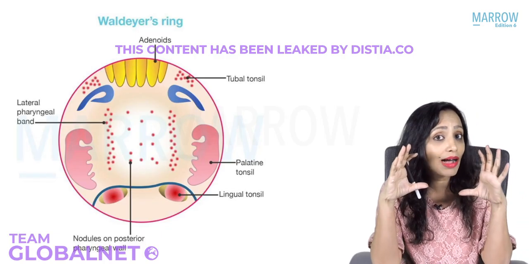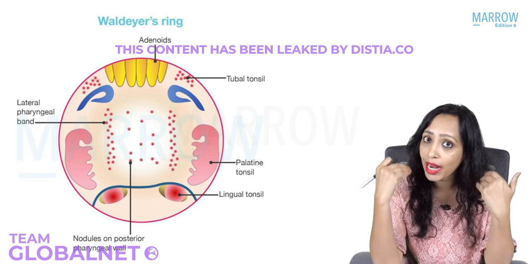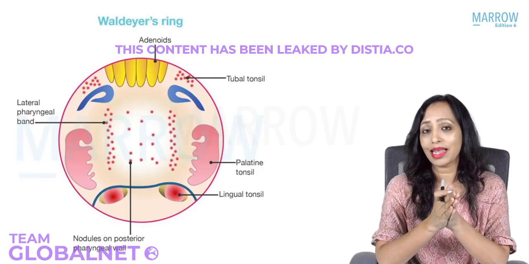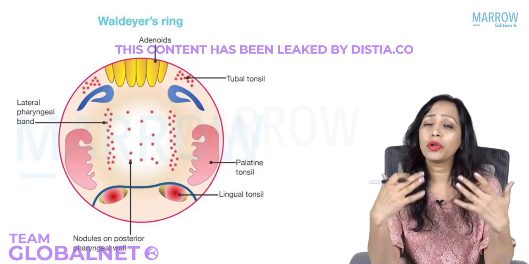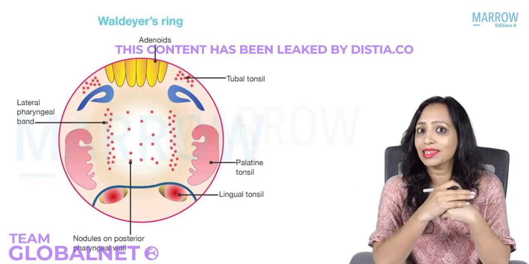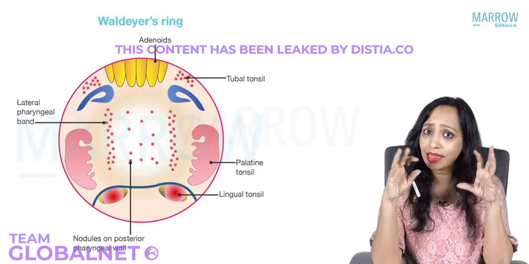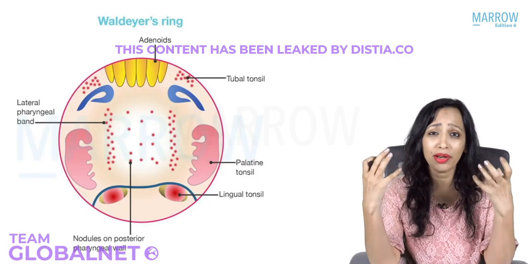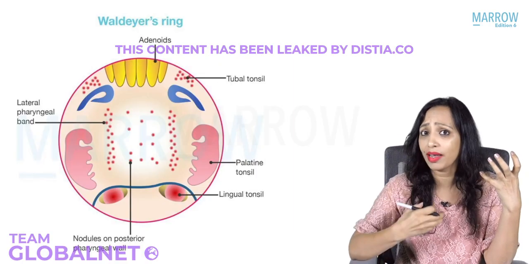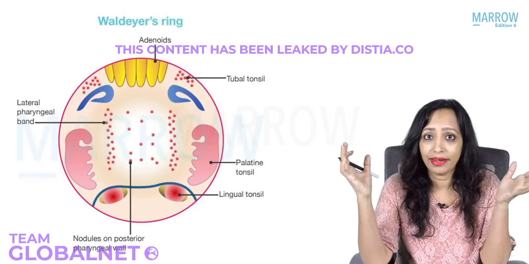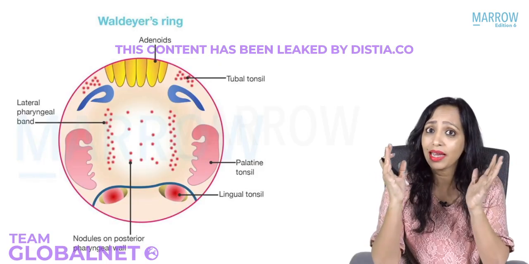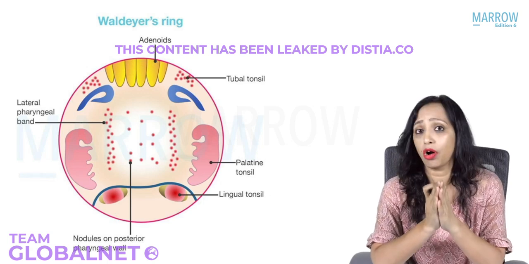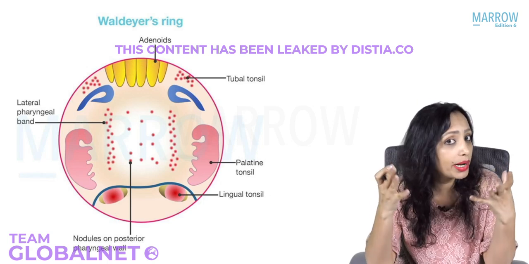These are acting as guards sitting at the site of entry of air and food. But what is pathological here is that if any child is exposed repeatedly to antigens, or is allergic to something, then these lymphoid tissues can hypertrophy. Their size becomes much more, and we know that this area of the pharynx, this tube, is not a very wide area. So when they enlarge, they create obstruction and multiple problems, and that is why it is very, very commonly asked: what are the components of Waldeyer's ring?